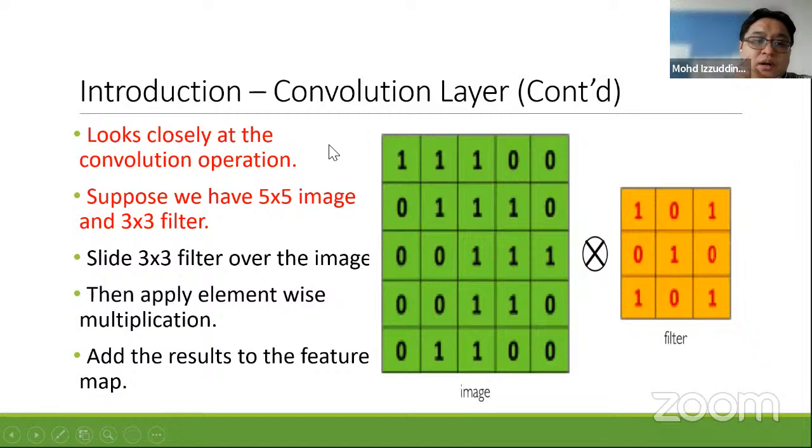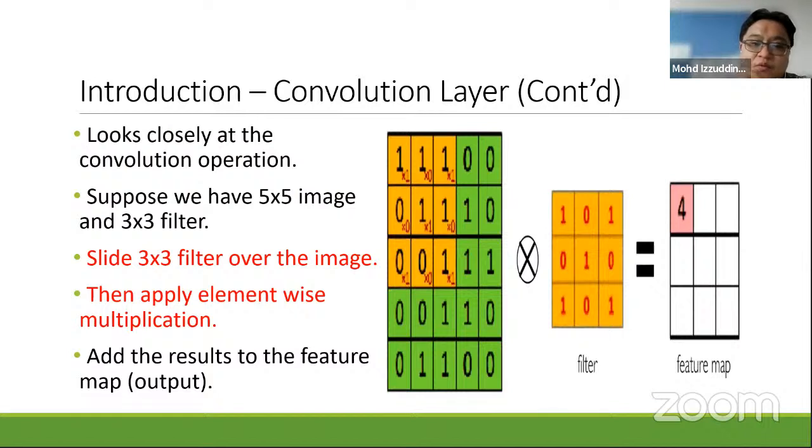Let's look closely at the operation of this layer. This is your image, for example, a 5 by 5 image, and then we have a filter. The responsibility of the filter is to find out whether you have that X shape within your image. So how do we do that? We have to patch the filter onto the image, slide it over, and apply some element-wise multiplication. Let's try to do that.